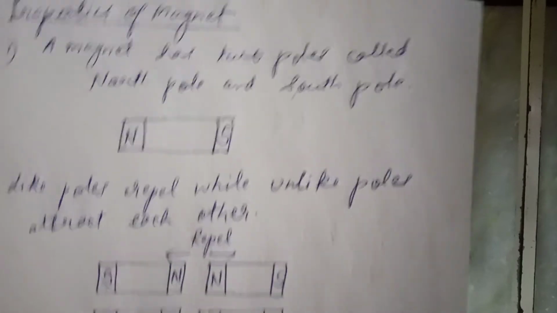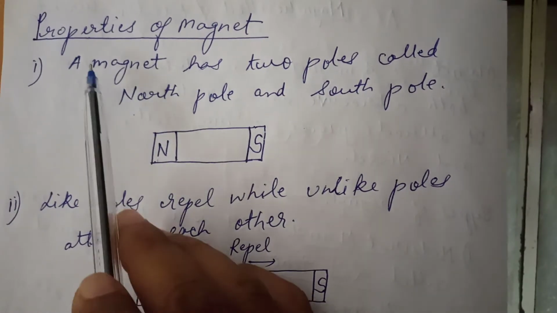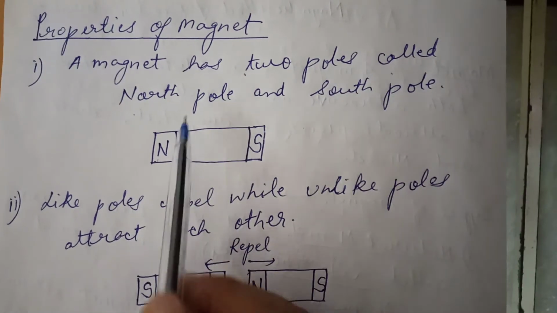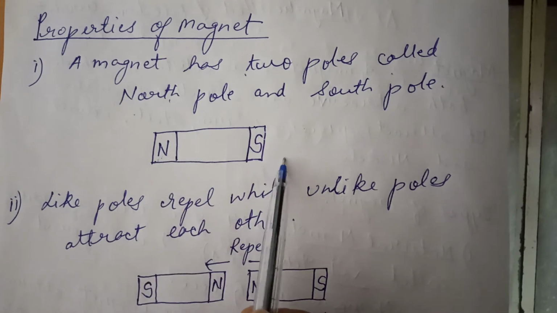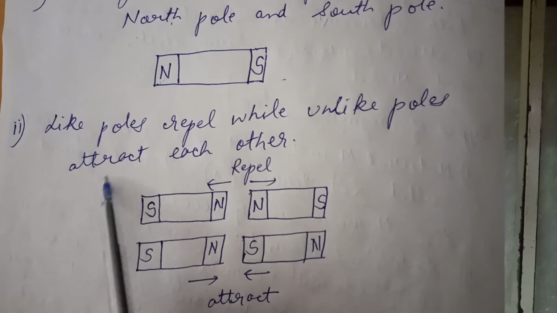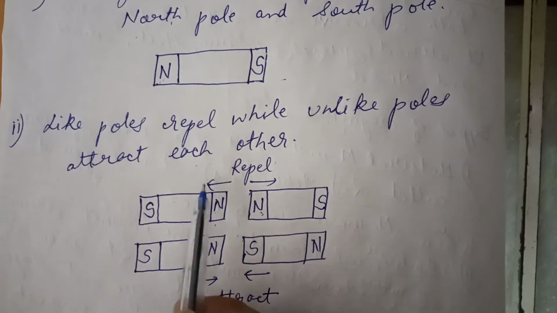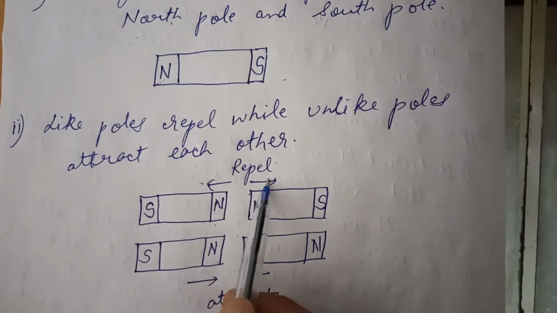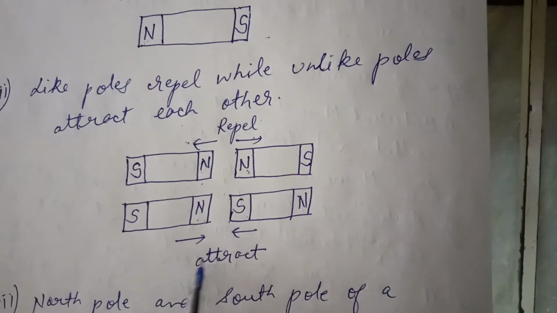Now next, let us see the properties of a magnet. We know that a magnet has two poles, the north pole and the south pole. The like poles repel while the unlike poles attract each other. If you see here, when like poles, suppose north pole and north pole, come together, they will repel each other. But when north pole and south pole come together, what will happen? They will attract each other.